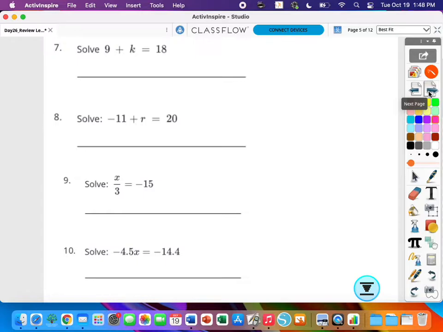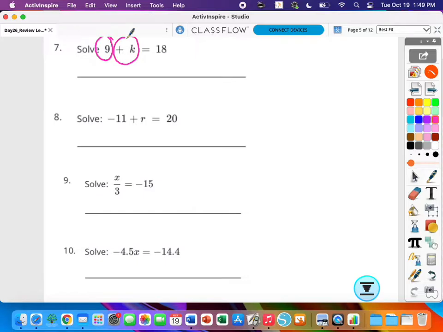All right, let's look at 7, 8, 9, and 10. We are solving one-step equations. When you're solving equations, number one thing, circle your terms. I got a 9 and a plus k. We want our k to be positive. We want our variable to be positive.